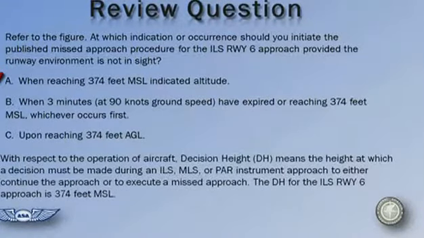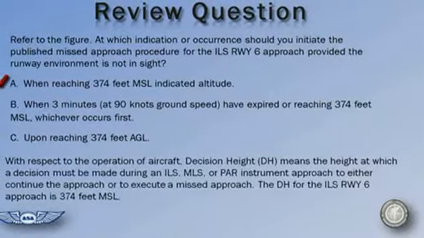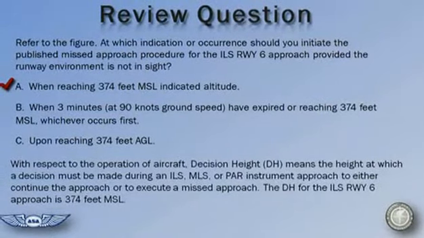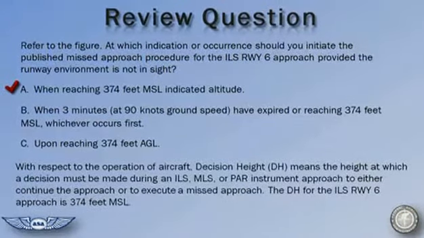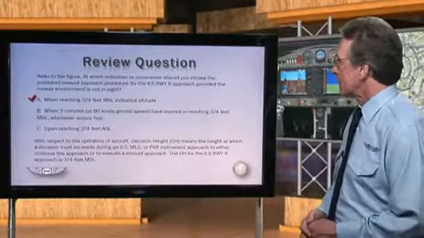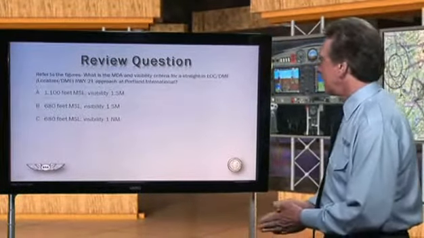With respect to the operation of aircraft, decision height, or DH, means the height at which a decision must be made during an ILS, MLS, or PAR instrument approach to either continue the approach or to execute a missed approach. The DH for the ILS runway 6 approach is 374 feet MSL. Again, answer A. And another question.